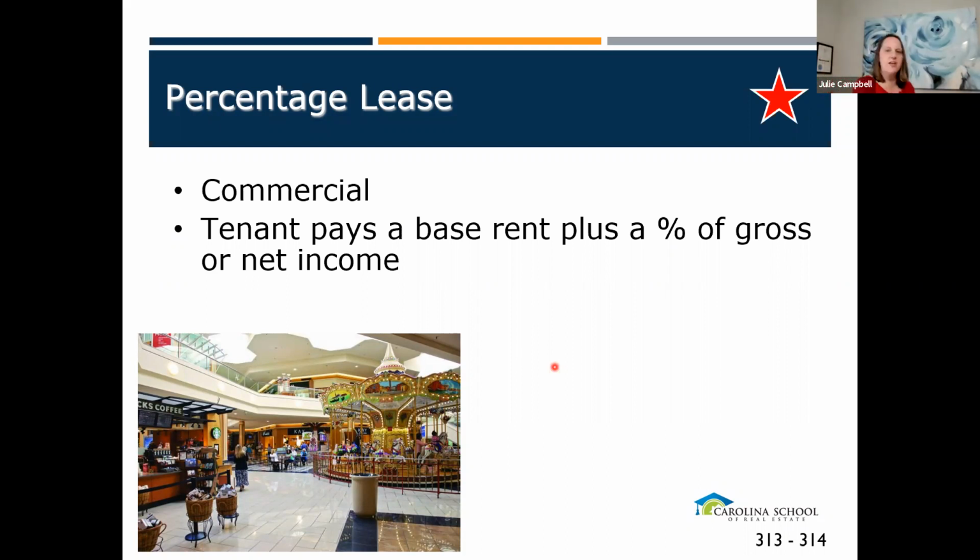In addition to the base rent, the tenant's going to pay a percentage of their gross or net income. Which one needs to be spelled out in the lease.